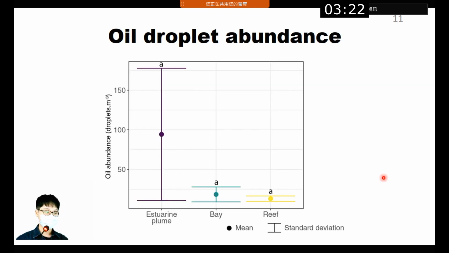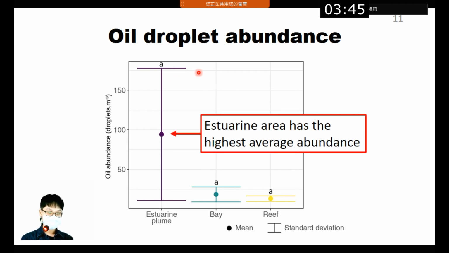This chart is oil droplet abundance. Again, the x-axis shows the locations, and the y-axis shows the oil abundance. We can see in the estuarine plume the standard deviation is very wide, from 12 to 180. But we can still say that the estuarine area has the highest average abundance.